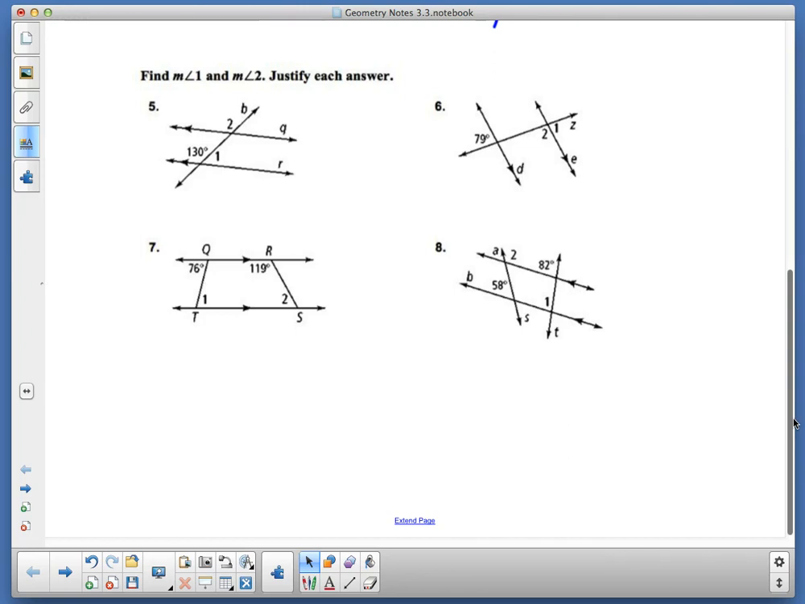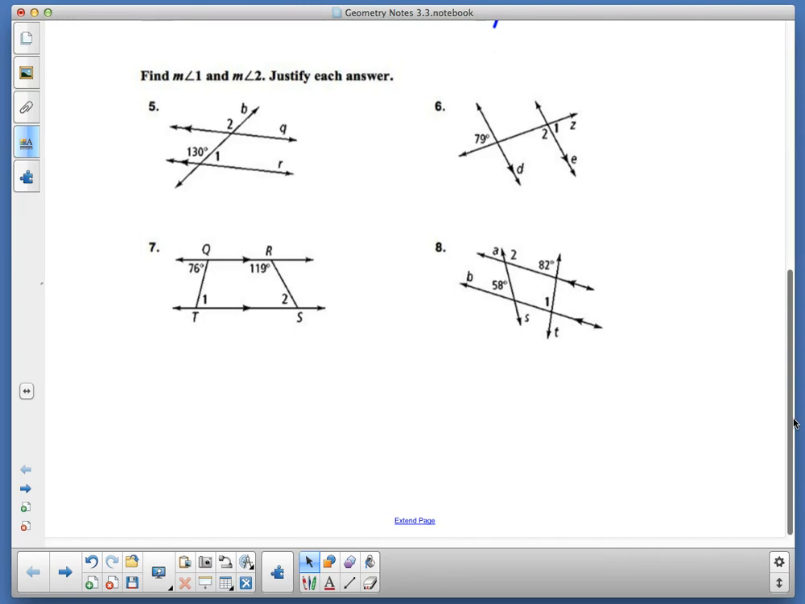All right, now, in problem 5, I'm looking at angle 2 is 130 because of its corresponding angles, and angle 1 is 50 degrees because of the linear pair. 6, angle 1, 79 degrees, alternate exterior angle, and measure of angle 2 is 101, linear pair. Okay?